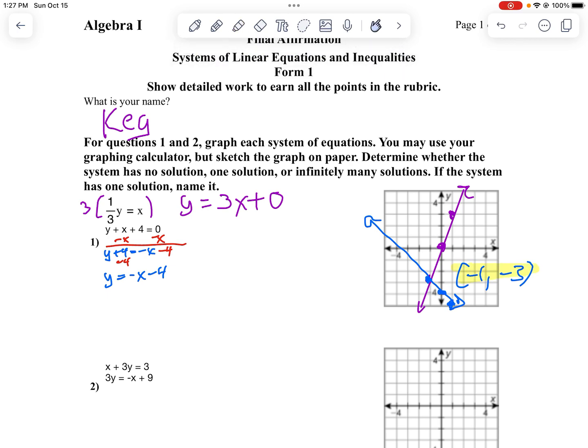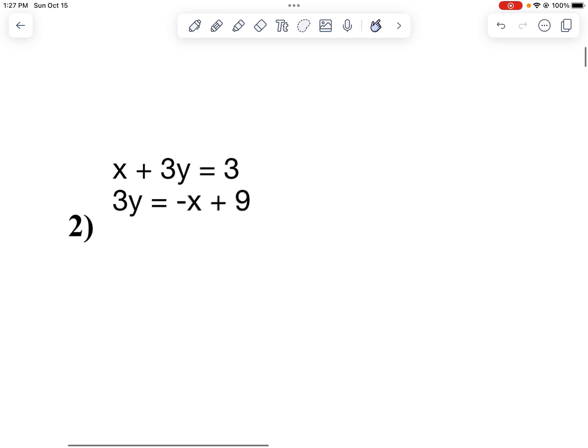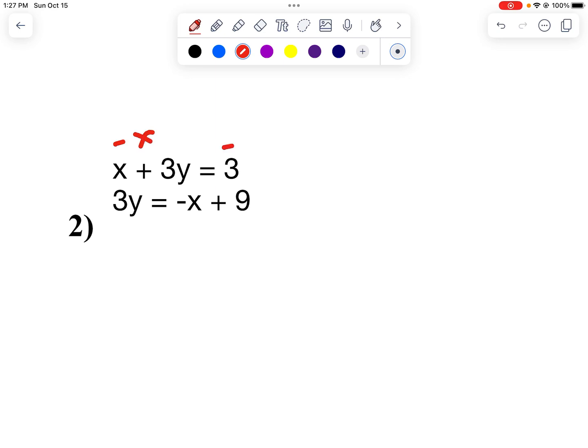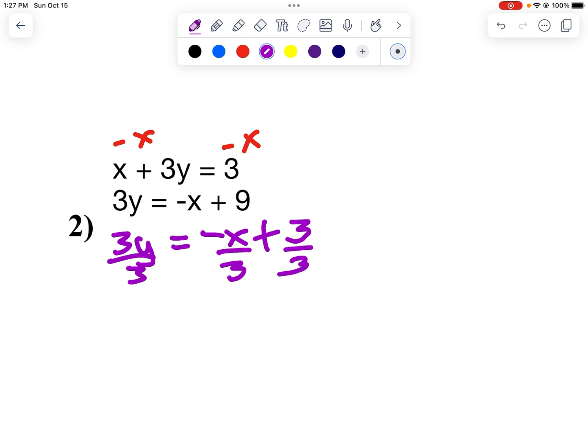Okay, let's start again on number 2. I want to get y by itself, so I think the first thing I'm going to do is I'm going to subtract x from both sides. So then I'm going to get 3y equals negative x plus 3. I'll divide everything by 3. I'm going to get y equals negative 1/3 x plus 1.